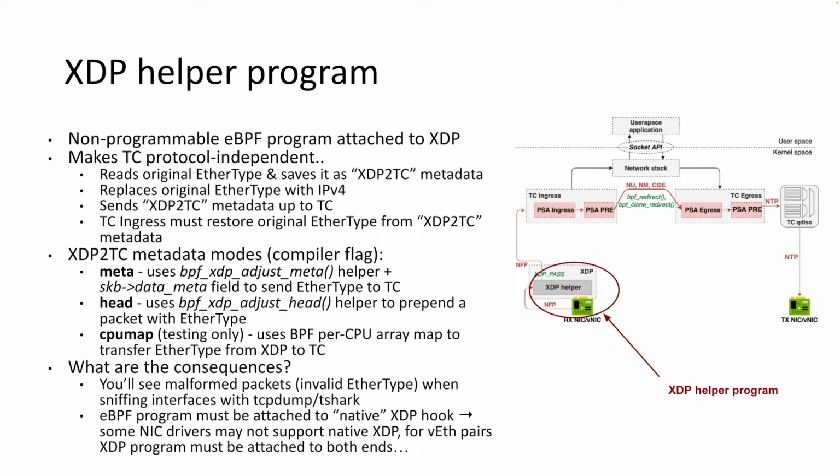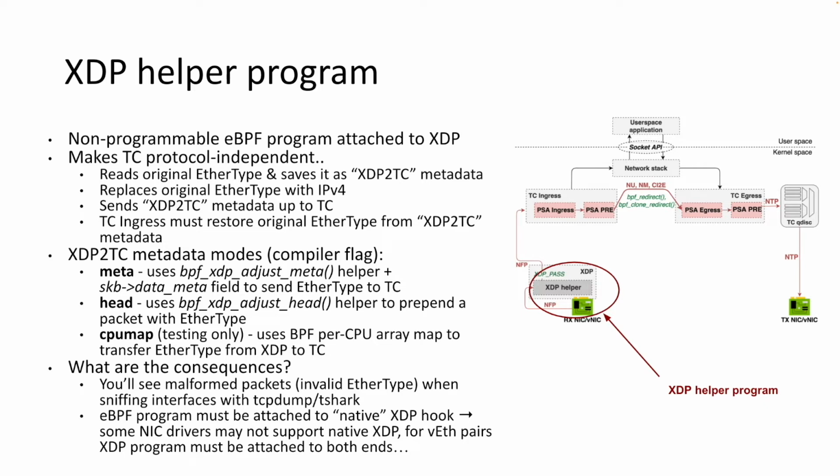Finally, we provide another mode which uses BPF per CPU array map to share the XDP to TC metadata. But we recommend using it for testing only, because we may not always have a guarantee that the packet processing in the TC layer will be continued on the same CPU core as the XDP processing.